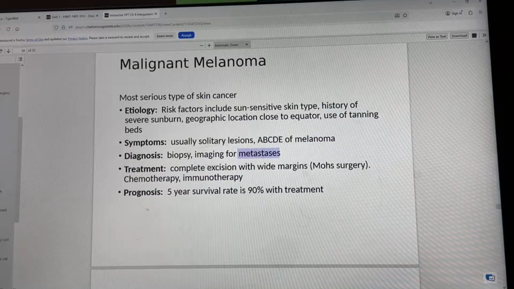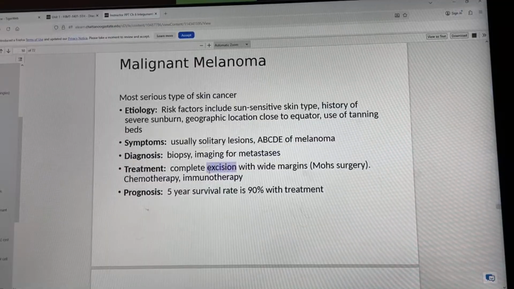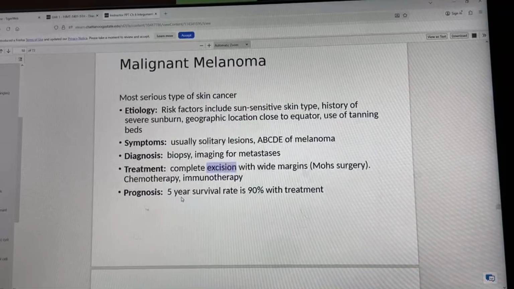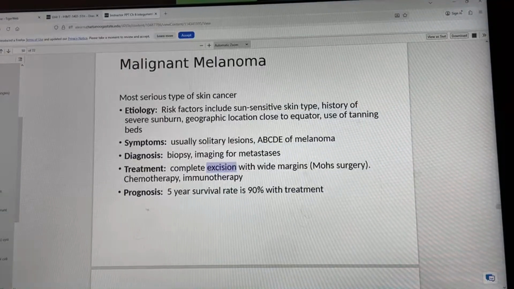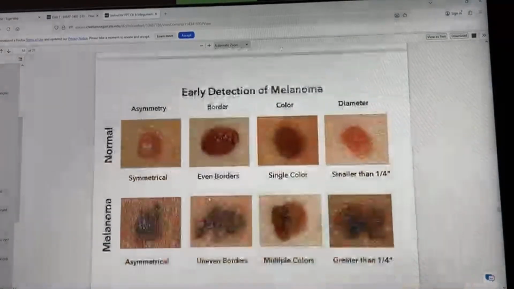With treatment for this, complete excision. Excision just means removal. That's the fancy term for a surgical removal. With the Mohs surgery, they'll also probably want to do chemotherapy as well because melanoma is very invasive and very severe. Because if you look at it, it seems similar, but a 5% decrease in survivability is pretty significant. So it went from 95 to 90, which still sounds good, but that's still worse than the other ones.